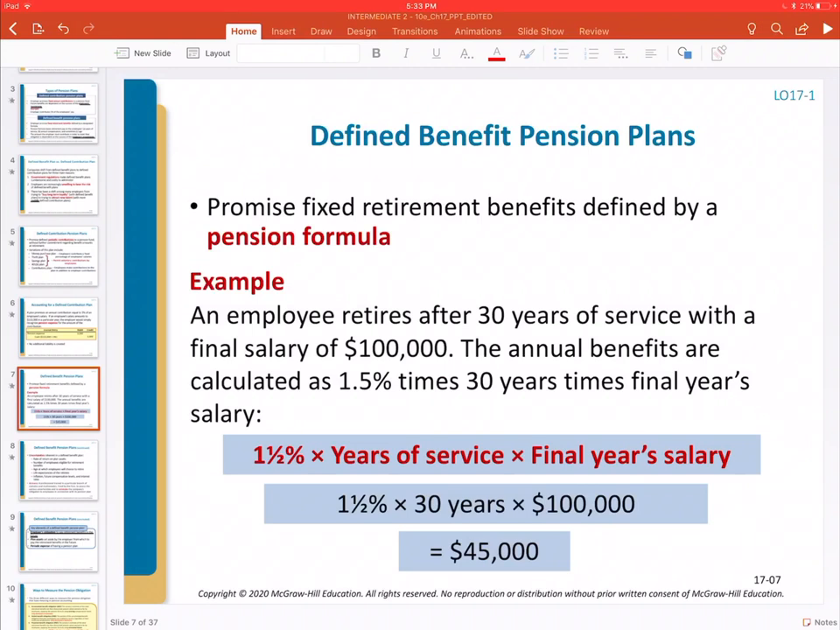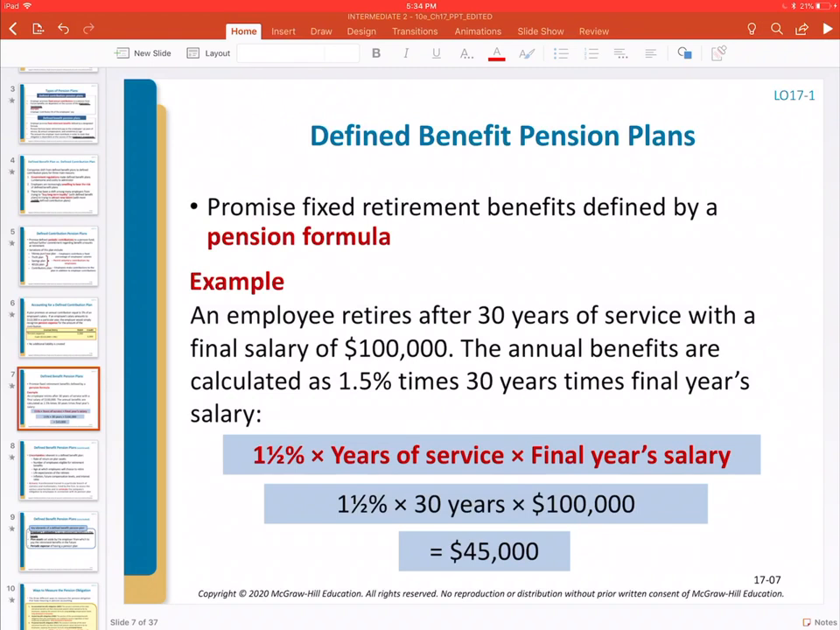More often than not, there's going to be a formula that takes into account the individual's years of service and what their salary was right before they retired. In this particular example, you can see that the pension formula takes a certain pension percentage, as they call it, that is applied to years of service and final year's salary. This calculation here of 1.5% times years of service times final year salary is just one way that they can do it.